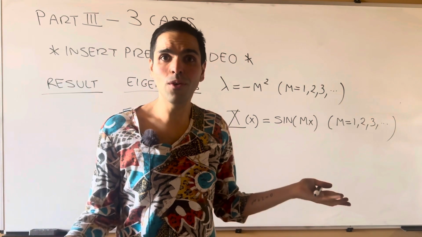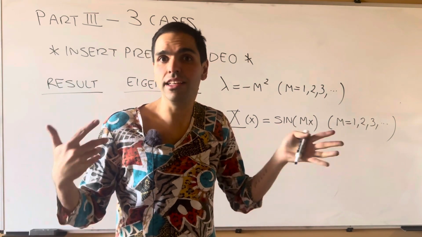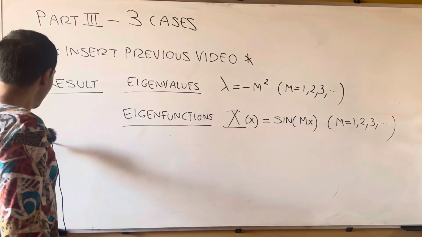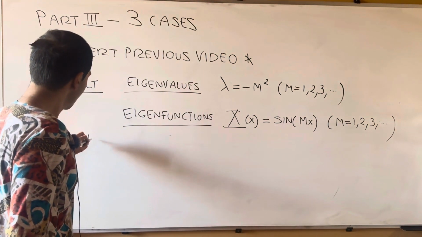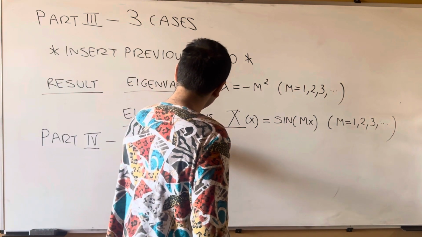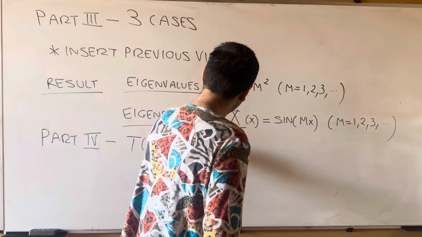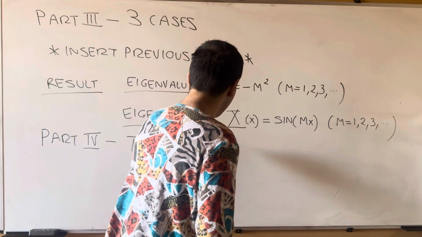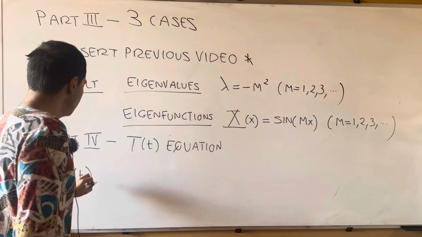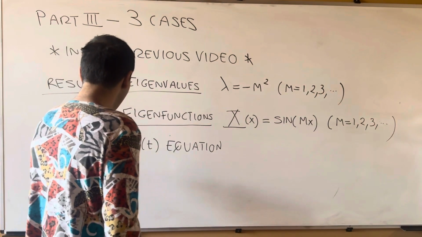And now the only thing really left is finding the t functions. So part 4, the t equation. So in this case, remember the t equation was t prime equals lambda dt.